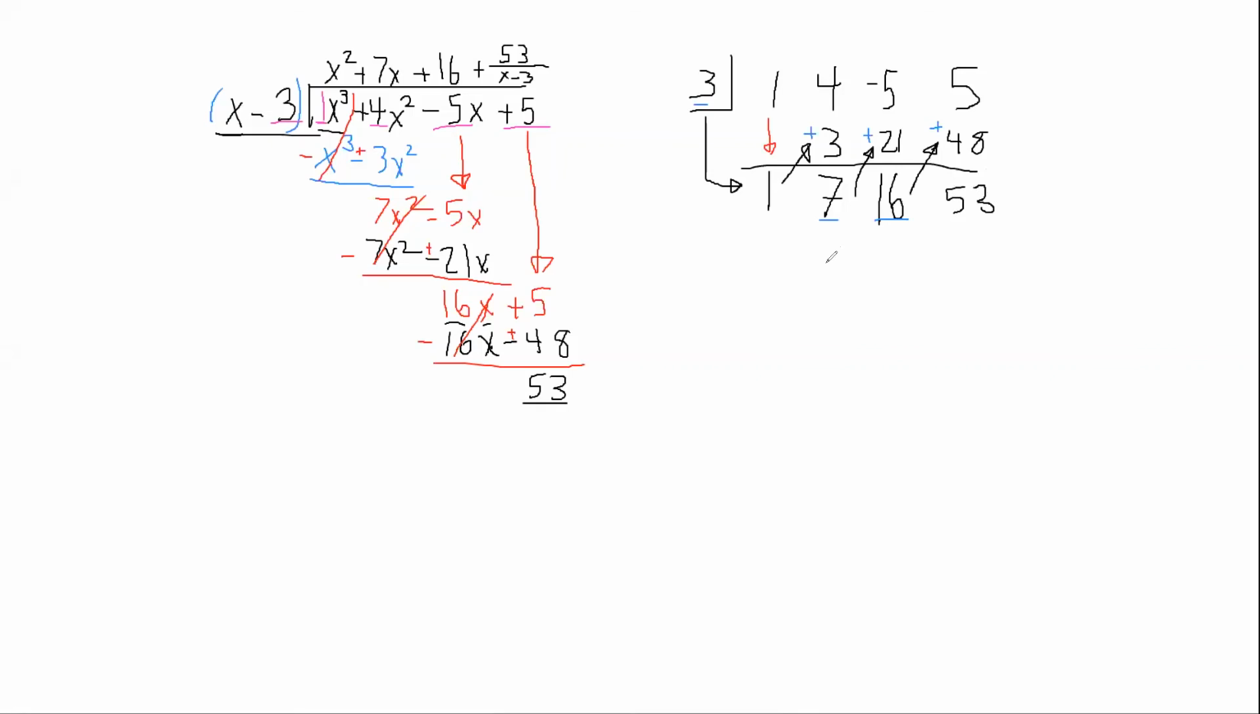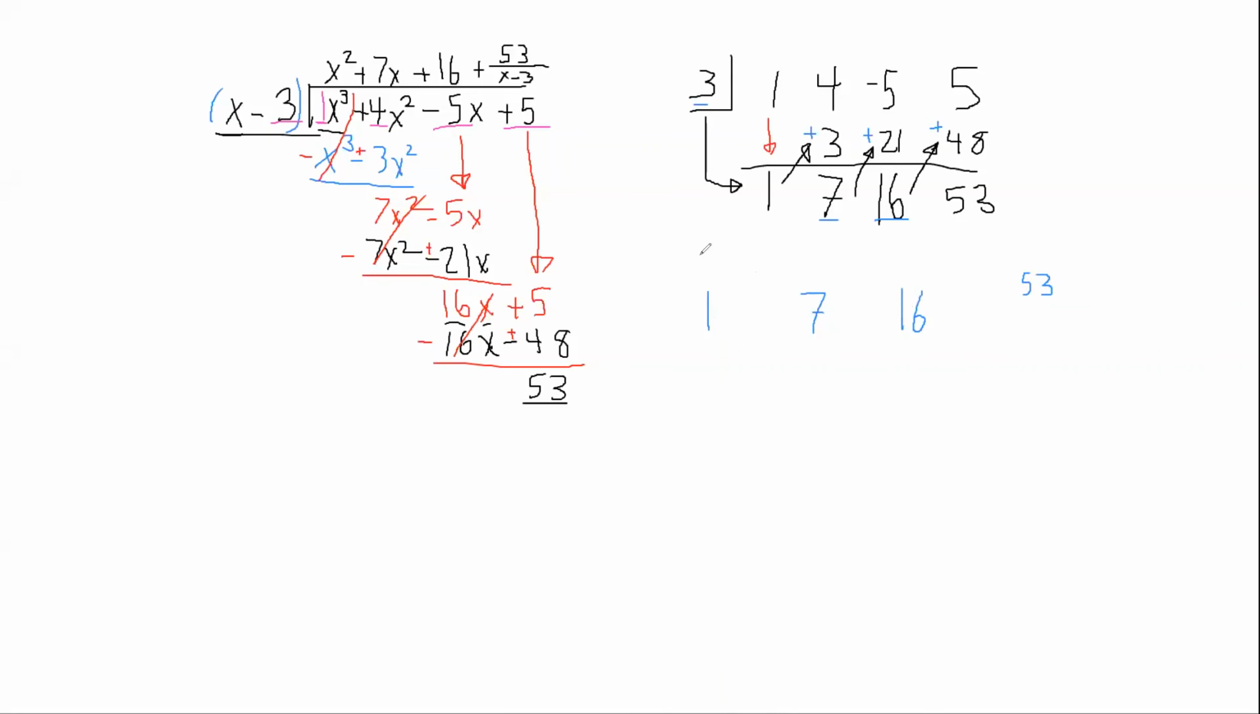Okay, so now we have our long division off to the left, and then we have our synthetic. So this gives us our coefficients for our division problem. We'll write down the coefficients first. So we have 1, 7, 16, and 53.